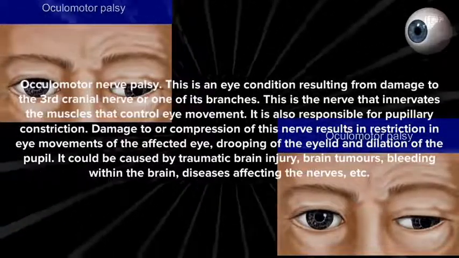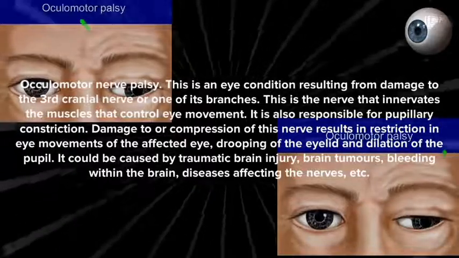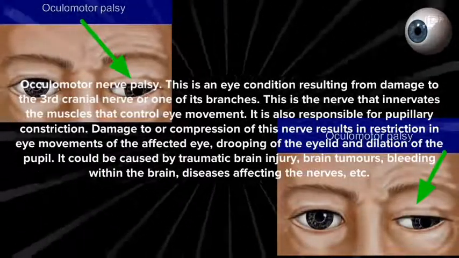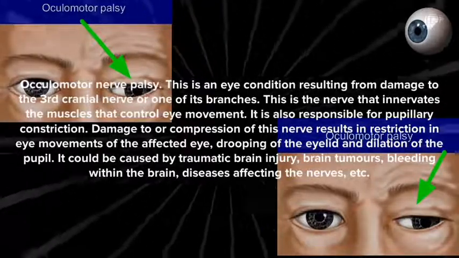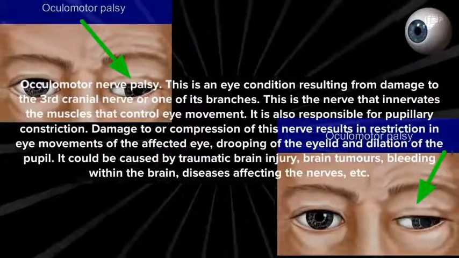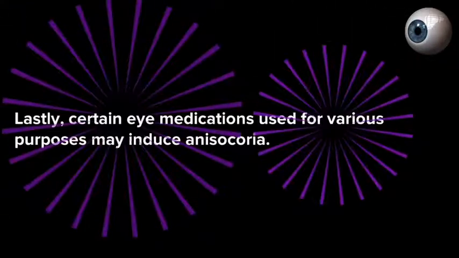It is also responsible for pupillary constriction. Damage to or compression of this nerve results in restriction in eye movements of the affected eye, drooping of the eyelid, and dilation of the pupil. It could be caused by traumatic brain injury, brain tumors, bleeding within the brain, diseases affecting the nerves, etc. Lastly, certain eye medications used for various purposes may induce anisocoria.